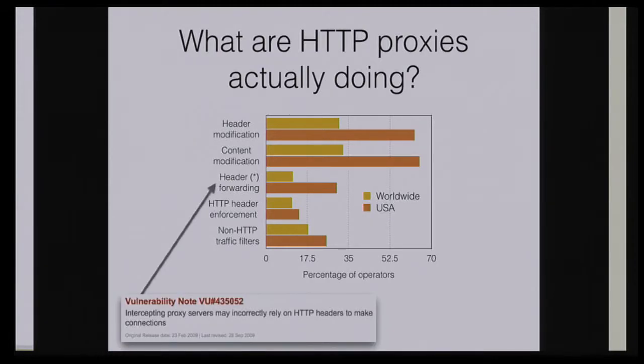But the most significant aspect that we have observed is that a significant number of operators have a proxy with a vulnerability that was already identified in 2009. So it's a five-year-old vulnerability. And despite the fact that this vulnerability doesn't affect user security, it may indicate that there are other bugs and other issues behind these middleboxes.